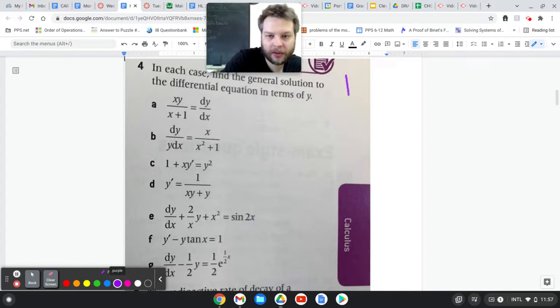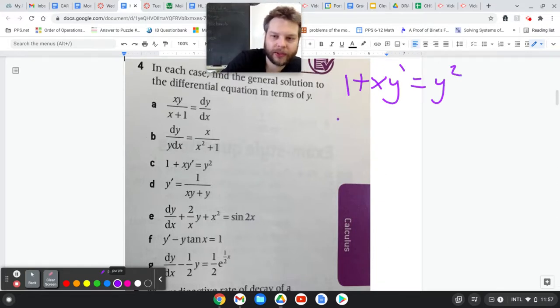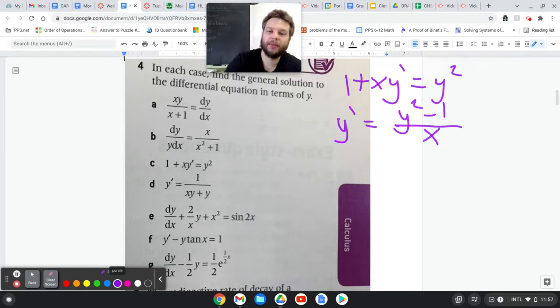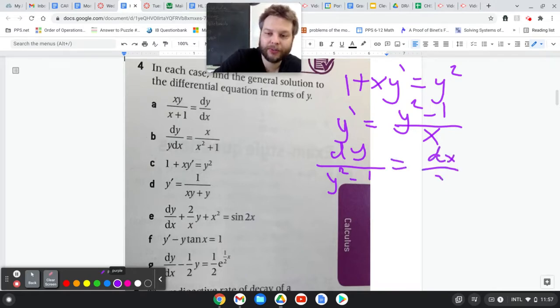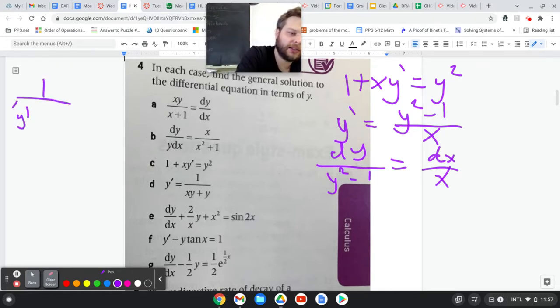But here's part C. We've got 1 plus xy prime equals y squared. Always a good idea to get y prime by itself. So I know that y prime equals y squared minus 1 over x. So I subtracted 1 and divided by x. And this is actually separable. So if I divide by y squared minus 1, I have dy over y squared minus 1. And if I multiply by dx, I have dx over x. I'm going to do a quick sidebar because y squared minus 1 factors to be y plus 1 times y minus 1.